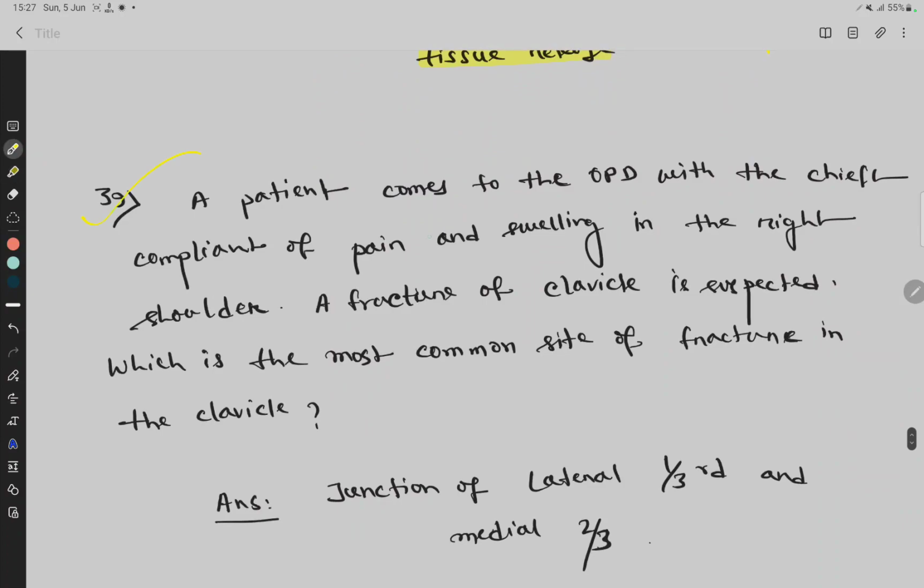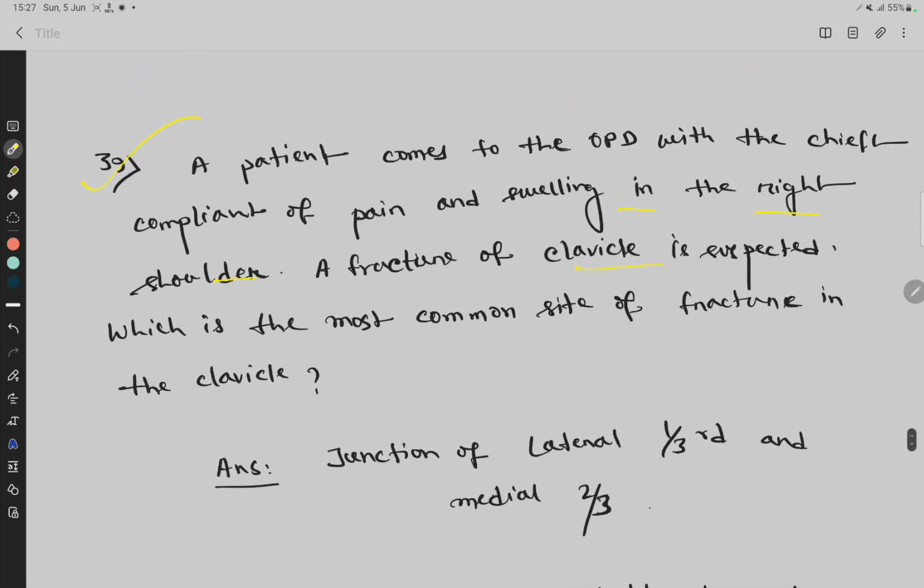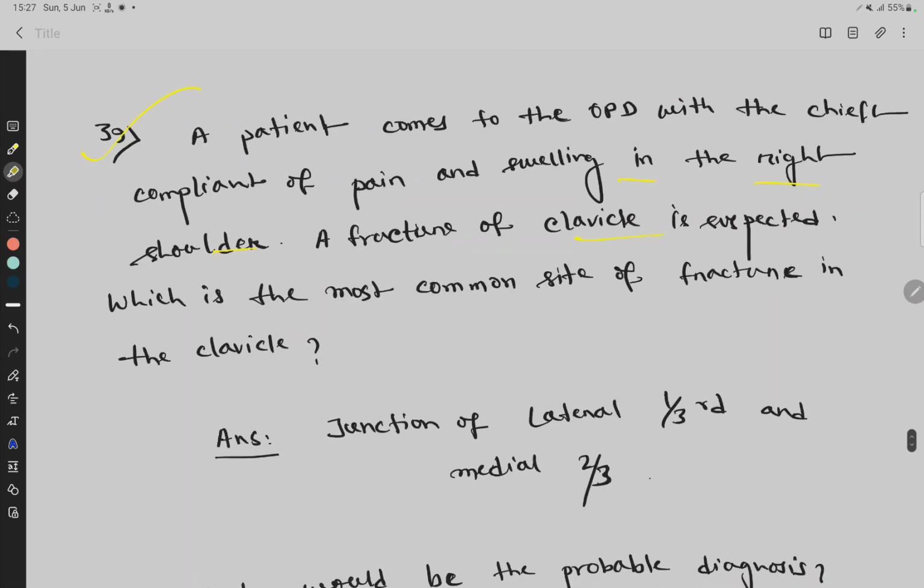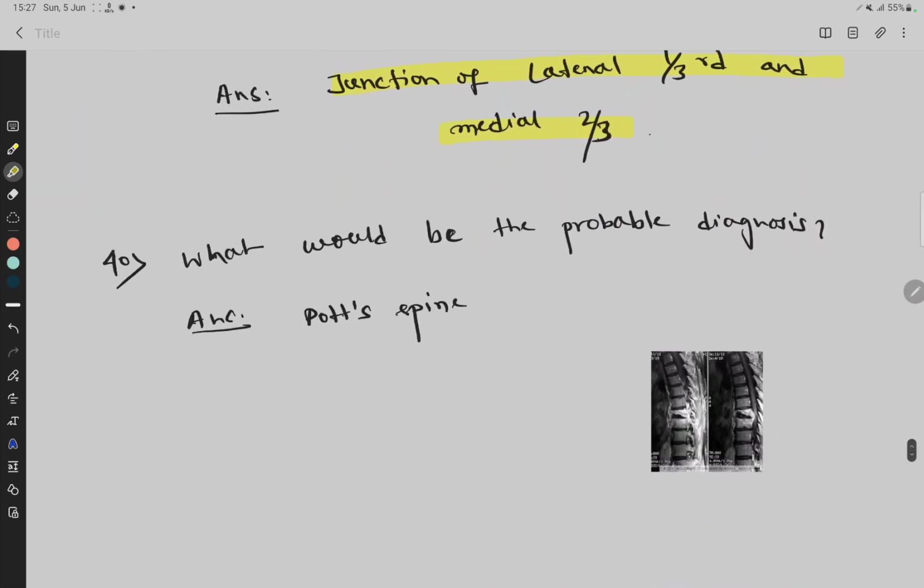39 number question, a patient comes to the OPD with the chief complaint of pain and swelling in the right shoulder. A fracture of clavicle is suspected. What is the most common site of fracture of the clavicle? And the right answer is junction of lateral 1/3 and medial 2/3.